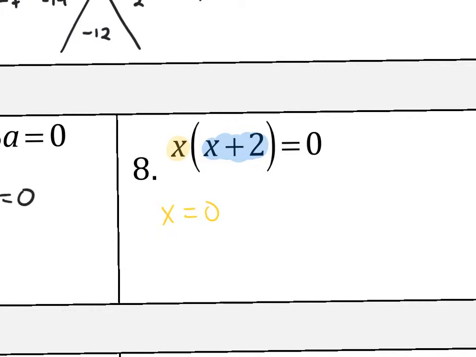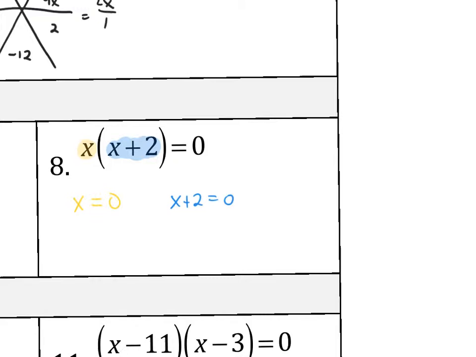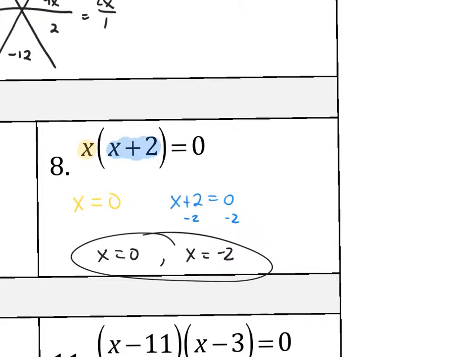But what else could possibly be true? Because the other thing that could be 0 is the other factor. Each factor can be set to 0. So now when we solve this one, we subtract 2 from both sides. So here are my two solutions. Either x is 0 or negative 2.